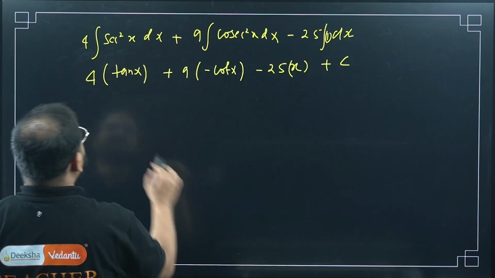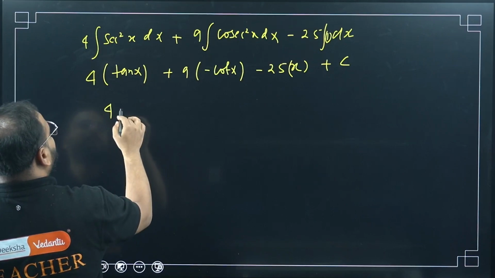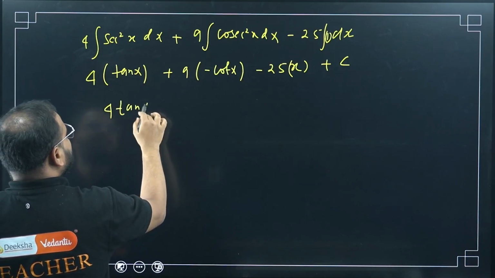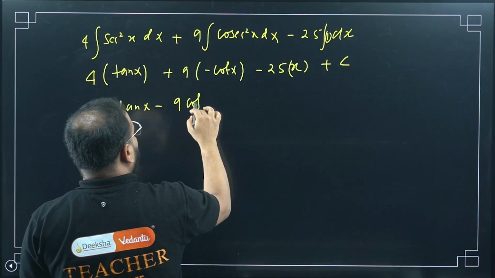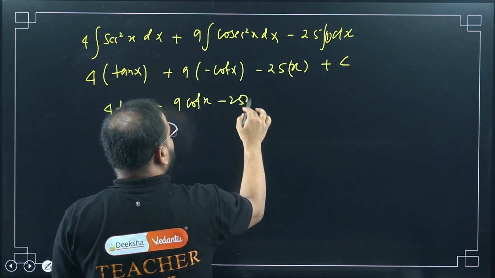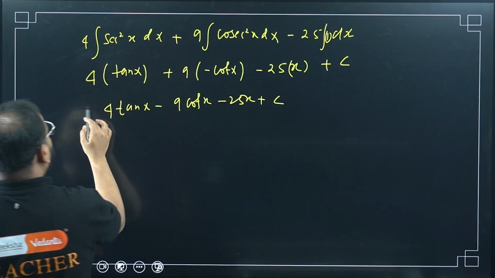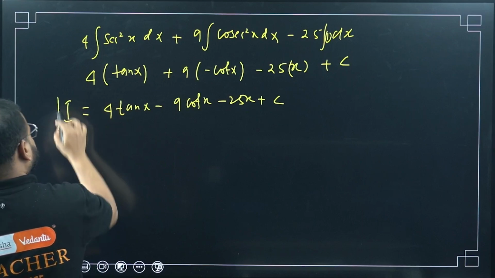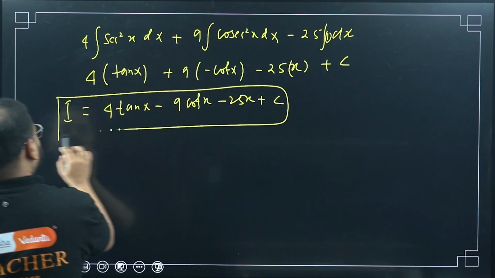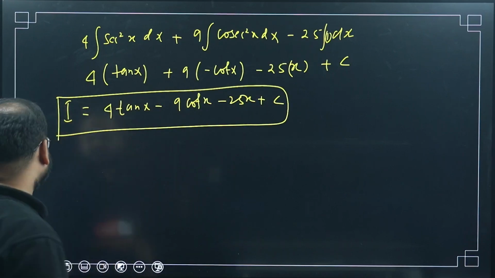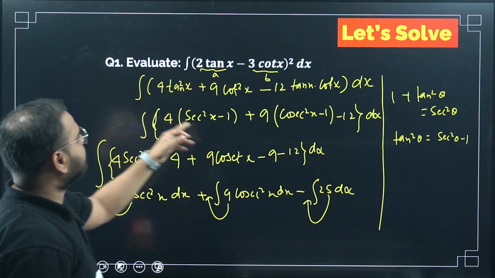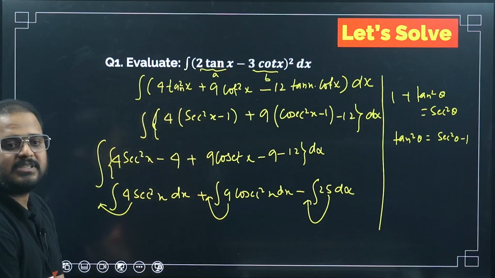What's my final answer? This is it: 4 tan x minus 9 cot x minus 25 x plus c. This is my integrand, okay, this is what they're asking. After integration, this is my value. Please have a look.